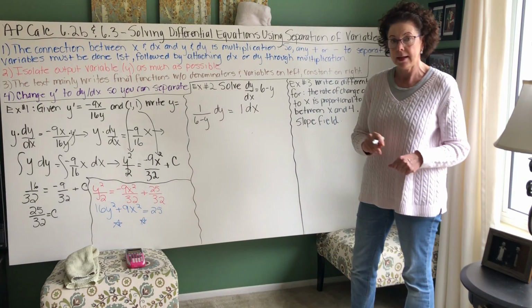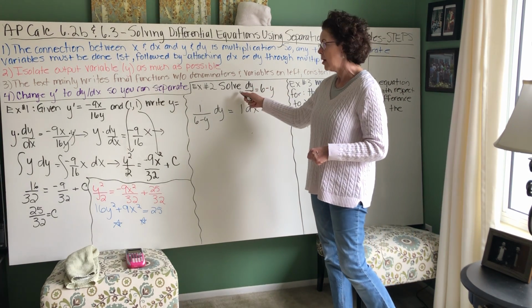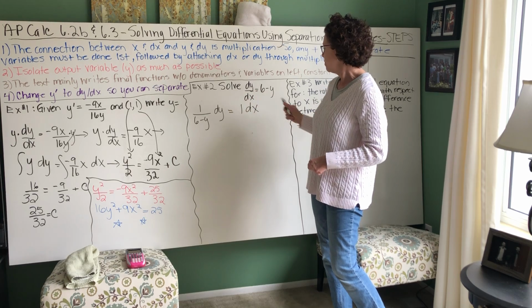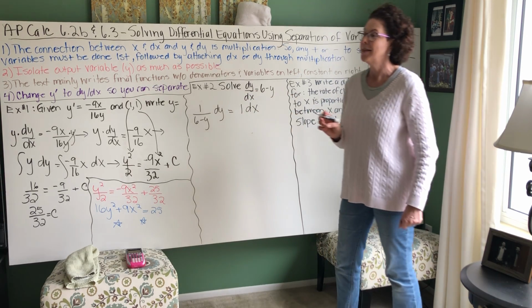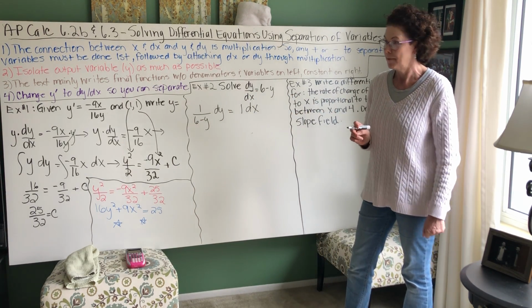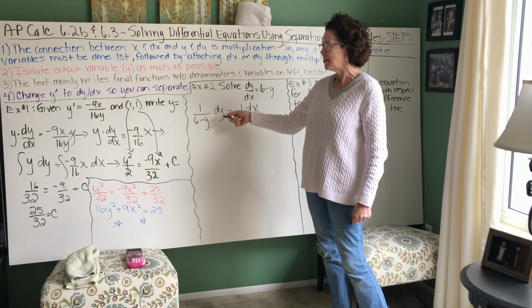So let's take a look at that again. I can't add a y to both sides, so I divided both sides by 6 minus y. I now have the variable of integration.